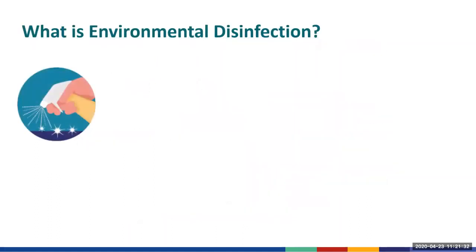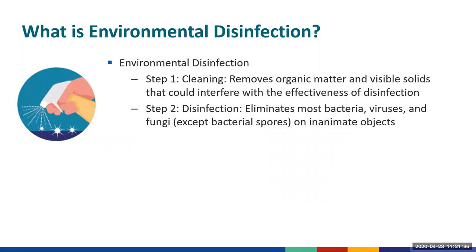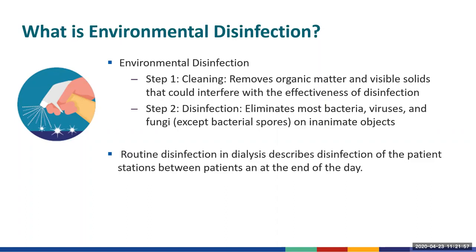Moving on to our next topic, what is environmental disinfection? Environmental disinfection is a two-step process. Step 1, the cleaning step, removes organic matter and visible solids that could interfere with the effectiveness of disinfection. Step 2, the disinfection step, eliminates most bacteria, viruses, and fungi except bacterial spores on inanimate objects.